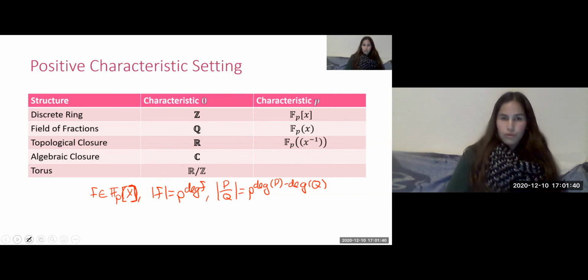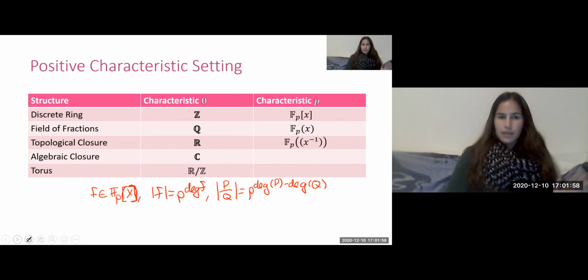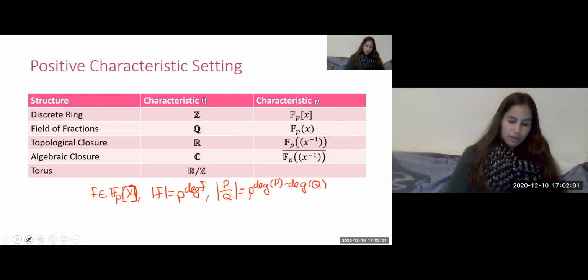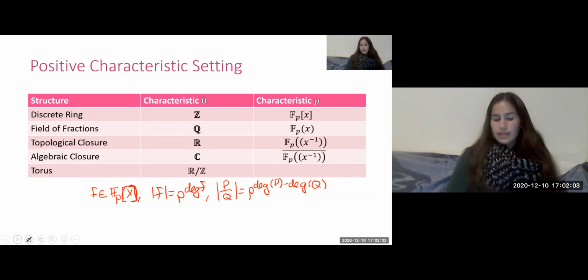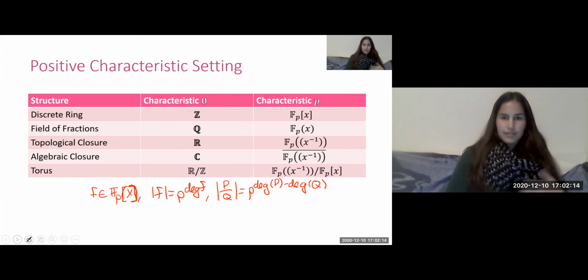We'll discuss this further, and it's going to be the set of Laurent series that have finitely many positive powers and possibly infinitely many negative powers. Not necessarily infinitely many, but it can be. And here we have an algebraic closure, which I will not discuss. Those of you who are interested, I can give the name of an article later which discusses this algebraic closure. And then here, the torus is just as we thought, the topological closure modulo the discrete ring. We'll discuss in the next slide exactly what all of these things mean.